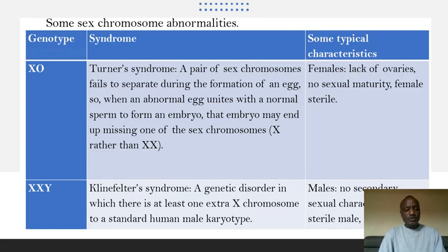There is now XXY, which is Klinefelter syndrome. It is another kind of genetic disorder, which is most common in males. Here, this individual has an extra X chromosome added to a standard human male karyotype. Klinefelter syndrome reflects characteristics such as no secondary sexual characteristics in the male. Males also tend to become sterile. So Klinefelter syndrome is also dangerous, ideally.